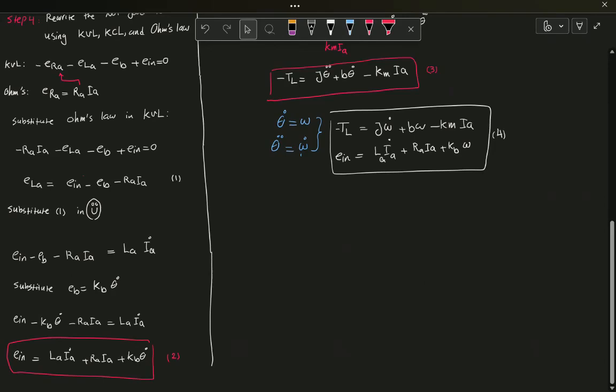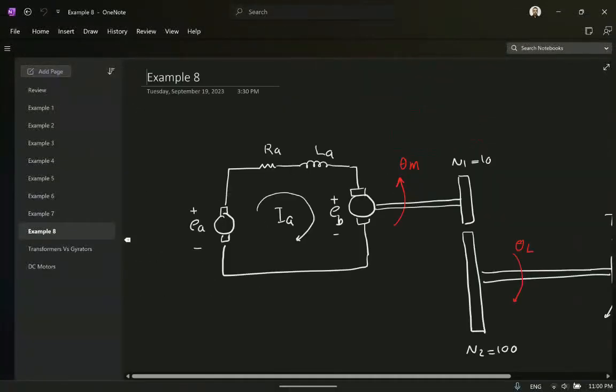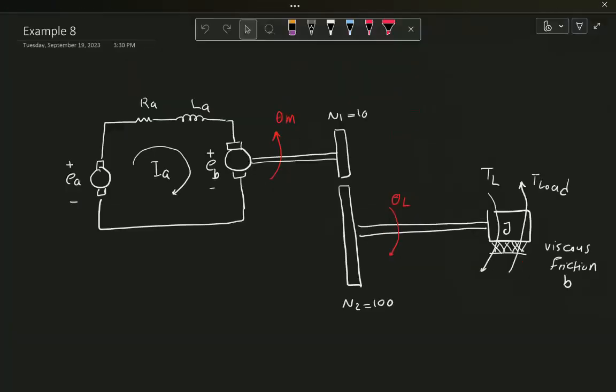I hope you guys find this helpful. I would assign a small homework for you to work on. In this example, I have the same DC motor, but it is connected to a gearbox. The gear ratios of gear 1 and gear 2 are given as N1 equals 10 and N2 equals 100. I want you to work on this problem on your own.